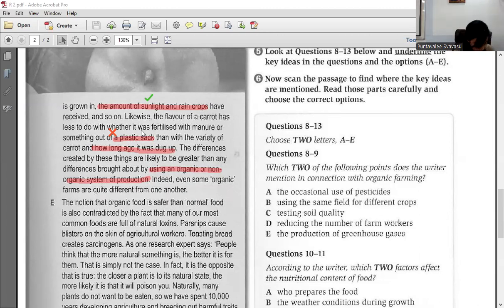And choice D, when the plants were removed from the earth. When we talk about time, it's how long. So it's about time. Also, this one is correct. So the answer for 10 and 11 is B and D.